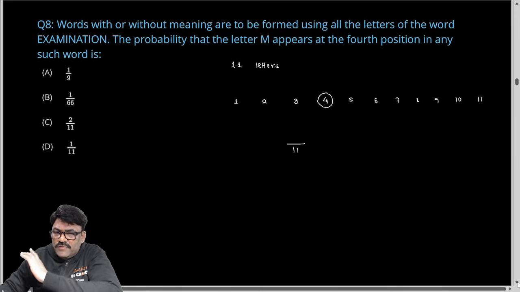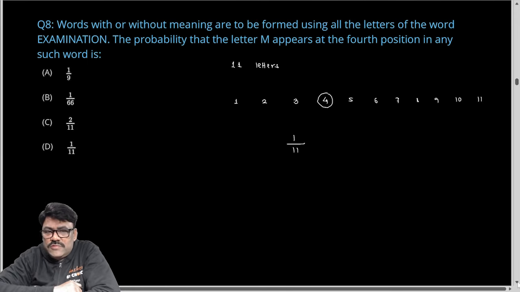So favorable case is 1 only. It should go to 4 only. So therefore 1 by 11. So straight away your answer is 1 by 11. M can be at any of the 11 places. This is total number of cases. Favorable cases, it should be at 4. Means only one favorable case. So hence 1 by 11.